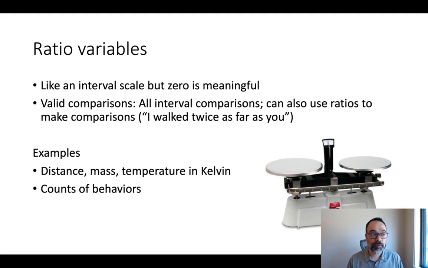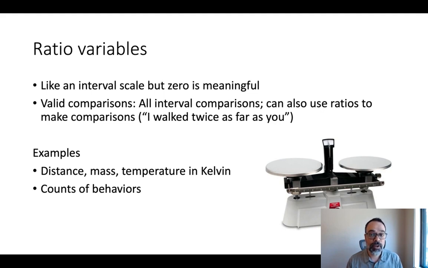With interval variables, we can compare differences. We can say the difference between us is a difference of 1 mile. And if my friend Eric walked 3 miles, we can say that difference is 1 mile. That's valid. Those are the same difference. But in addition, now I can make a ratio comparison. If I walked 2 miles and you walked 1 mile, we can say I walked twice as far as you did. We can do multiplication. That's something we couldn't do with interval variables.